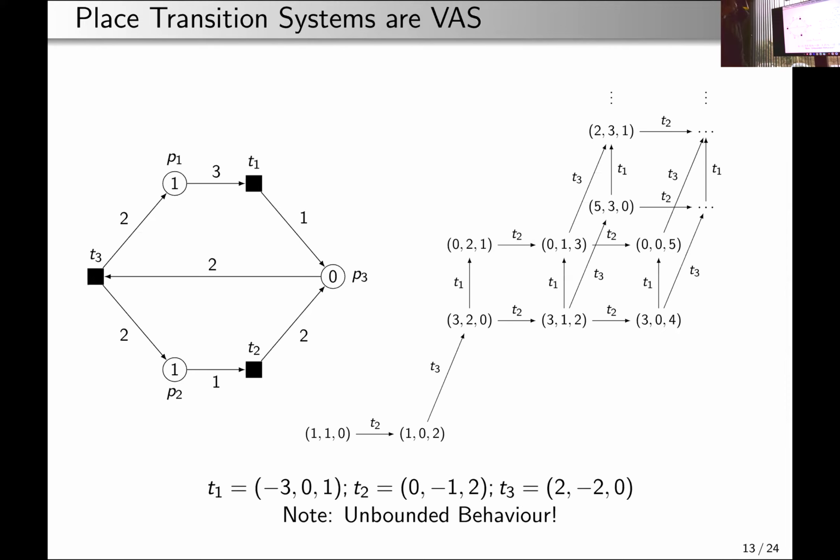Now, the thing is, with this kind of semantics here, we can now get infinite behavior, right? So there's no guarantee that the net will keep a finite number of tokens indefinitely. And actually here, I kind of drew it. This would continue replicating this shape forever here.